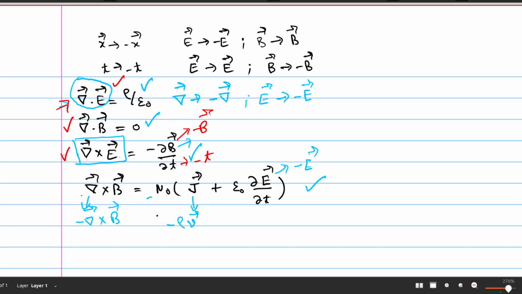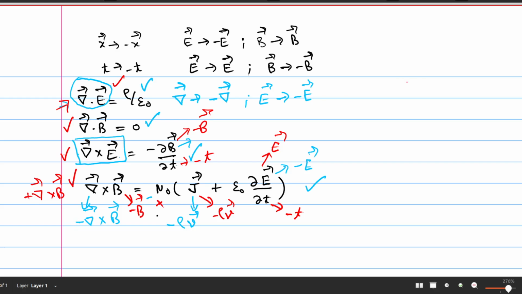In the fourth equation, B becomes negative, therefore on the left hand side we get a negative sign, and on the right hand side J becomes negative because J is simply rho times the velocity, so J goes to negative of itself. E remains invariant, but t changes sign, t becomes minus t, so we get an overall negative sign on the right hand side and an overall negative sign on the left hand side, so these two signs cancel each other, and so this equation is also invariant.